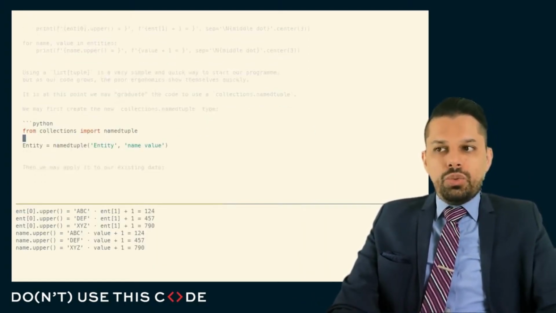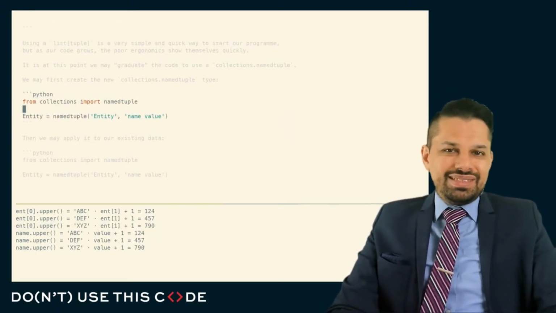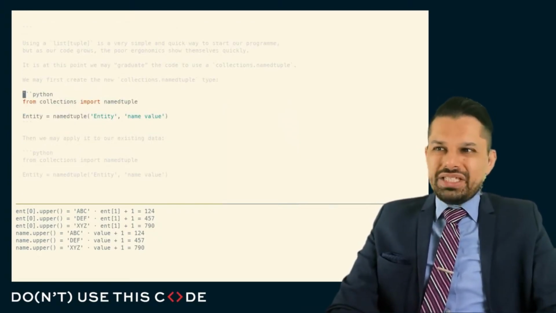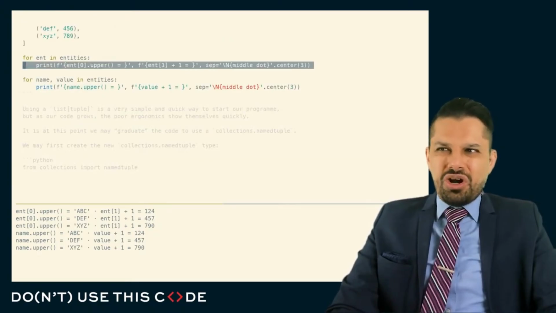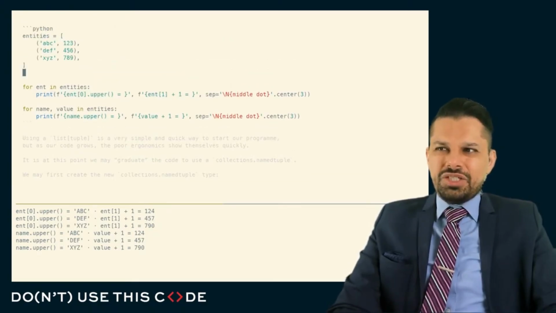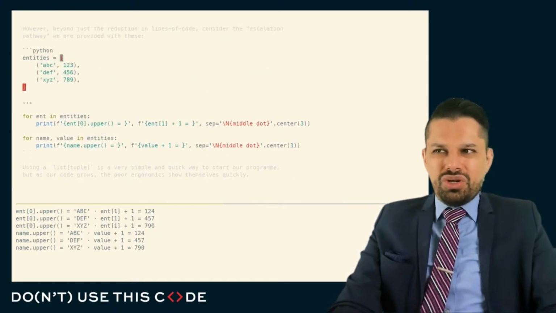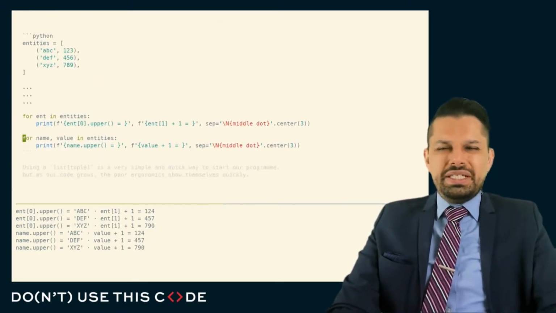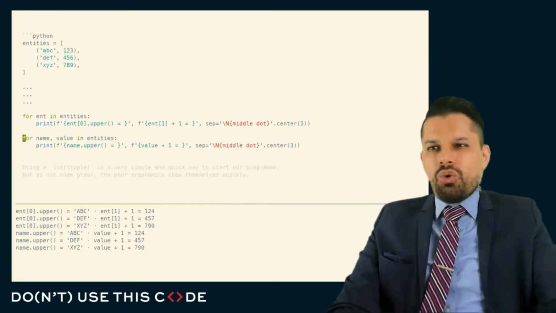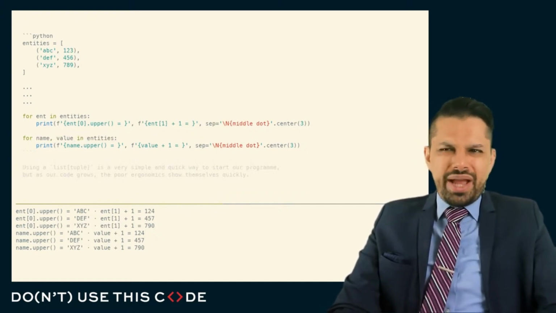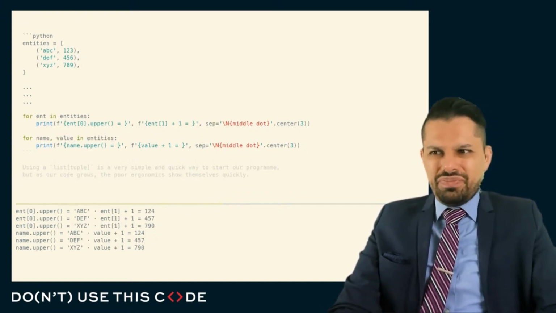But we quickly will discover that the ergonomics of that are very poor. We need to know what the order of the entries are. And as this code grows, and as the distance between the definition of this and the use of this grows, it may be harder for us to know, did this unpacking work correctly? Did we get the order right? Or what does this square bracket 0 and square bracket 1 actually mean?